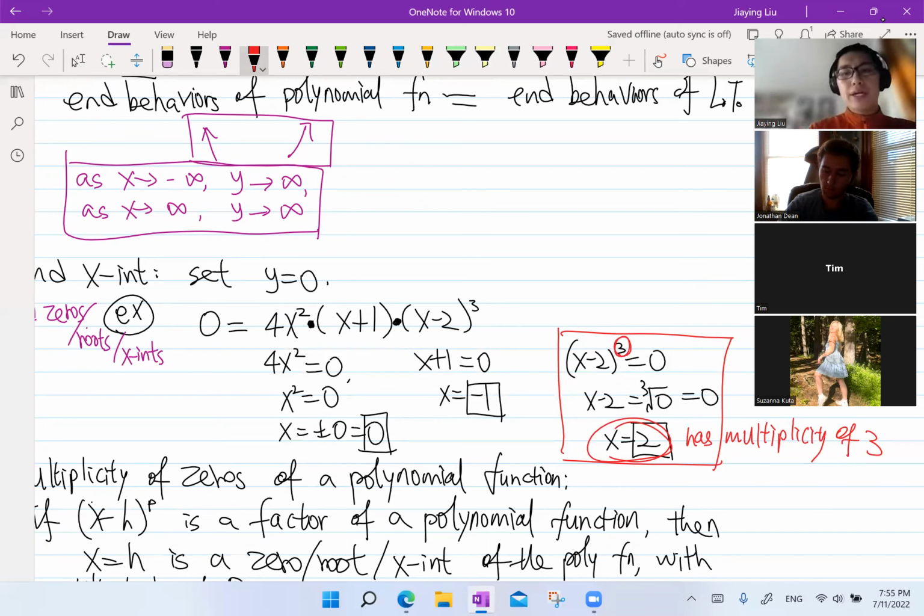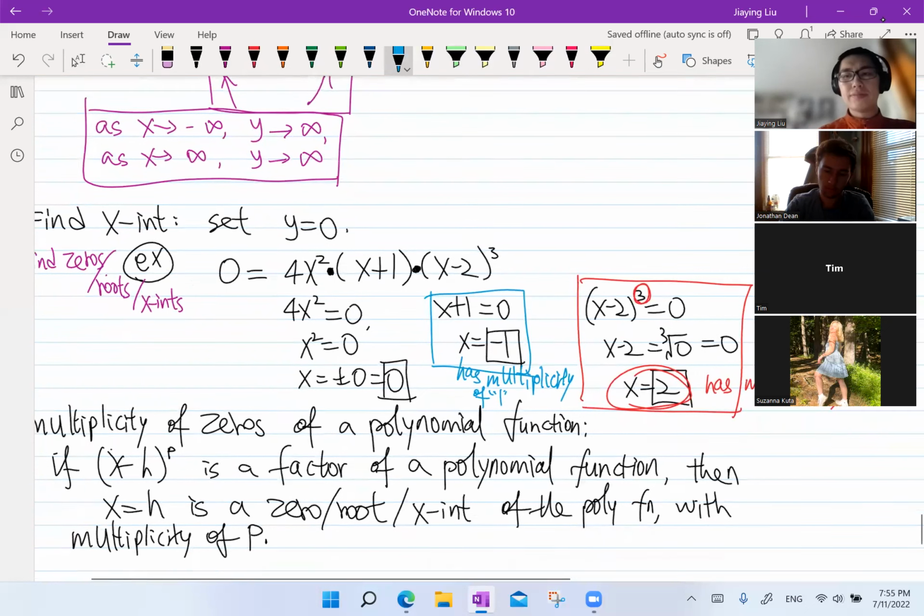Now, the middle one, let's go backwards. So x plus 1 equals 0. When we solve for this, we just get negative 1, right? And if we think about the power or the exponent of x plus 1, which is just 1. So this one, x equals negative 1, has multiplicity of 1. It doesn't have a multiplicity of 2 or 3, just a multiplicity of 1.